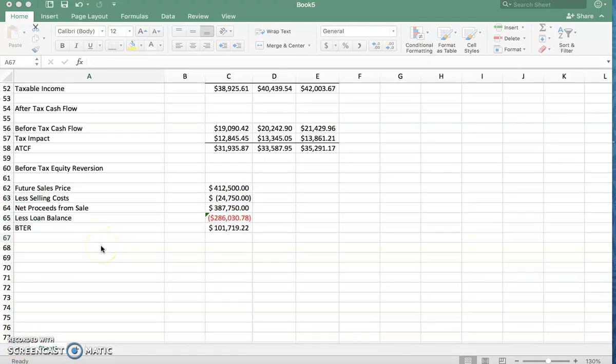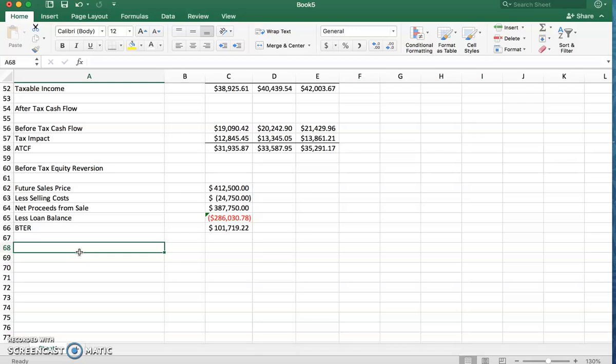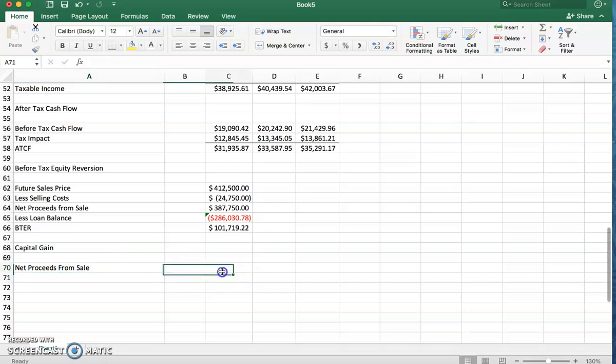Alright, now that we have our before tax equity reversion, we need to calculate the capital gain, and then once we have that, we know how much we're going to be taxed on all that, and it'll start looking more like what we're actually going to profit off this deal. So let's do that. So we'll do capital gain as the next category, the next section. The net proceeds from sale, and we've already calculated that, so we're just going to pull that down, equals right here.